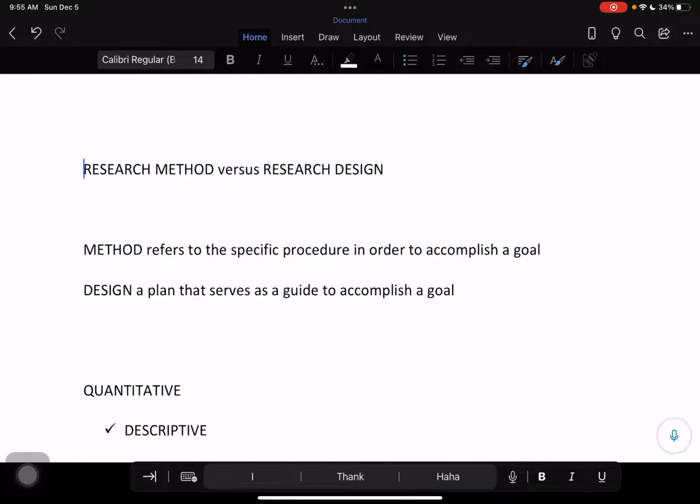Okay, now, after setting the foundation for the differences between method and design, what are the different types of research methods and what designs are under each method? So again, this is how they coexist with each other. Every type of research method has a corresponding research design.